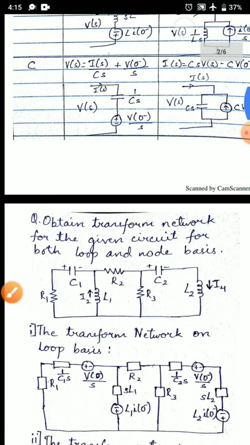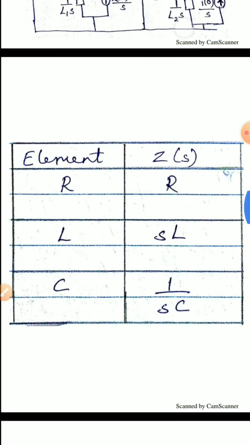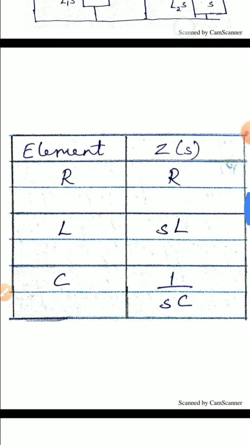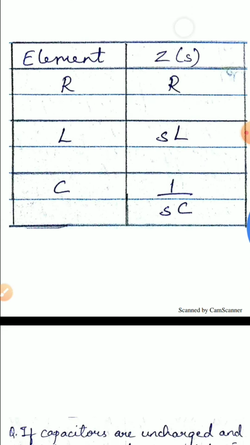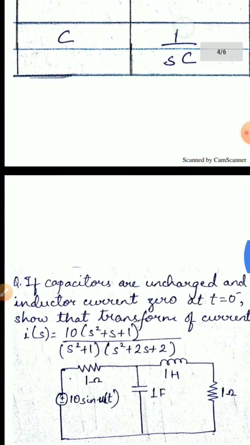Let us go through a numerical. We all know this tabulation. R can be replaced by R, L by SL, and C by 1 by SC, in case the initial voltage and initial current for a given circuit are 0.